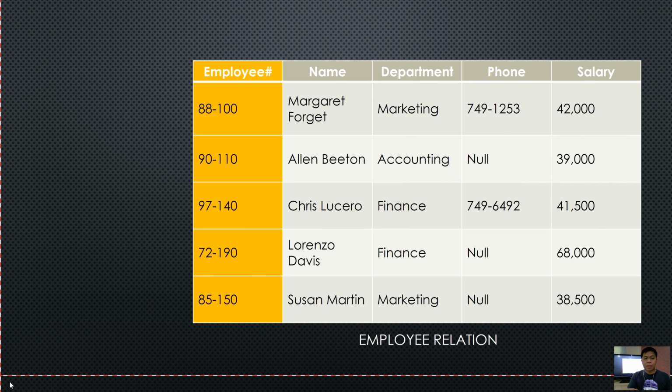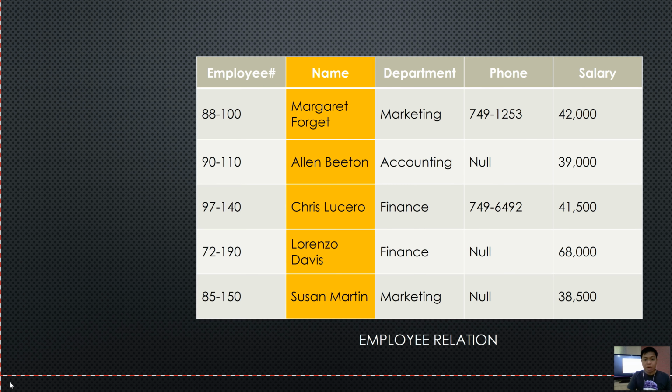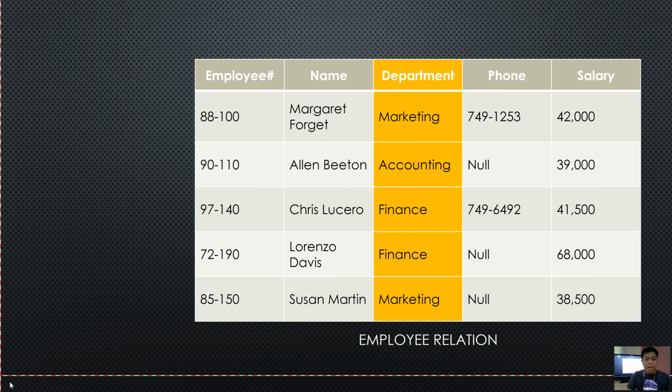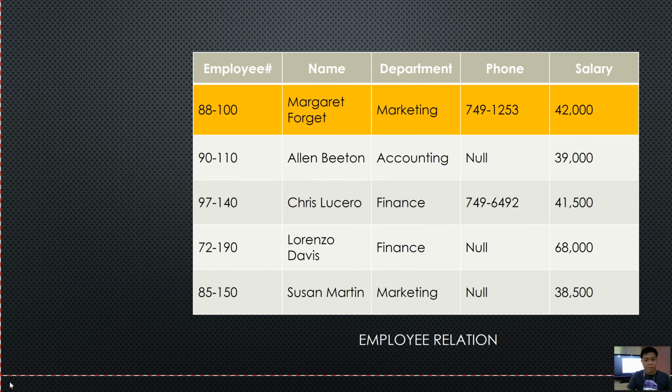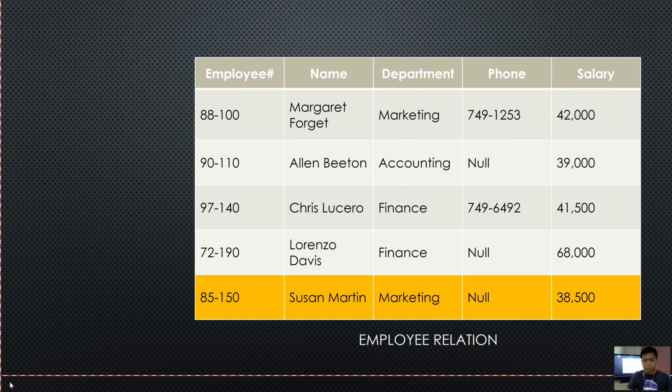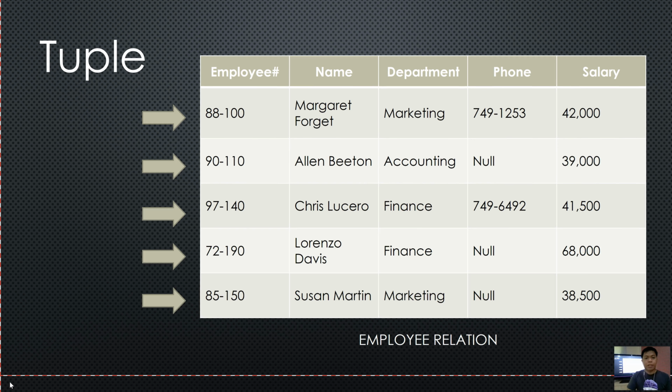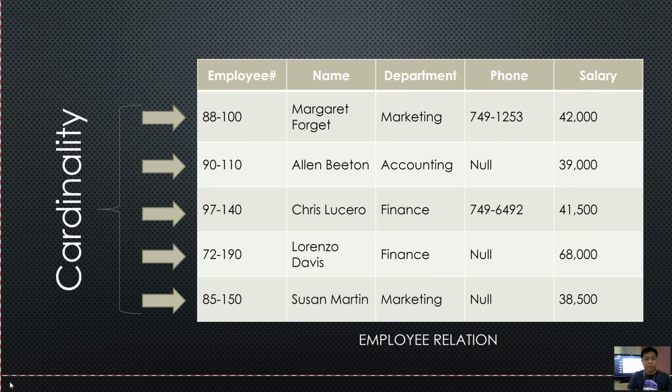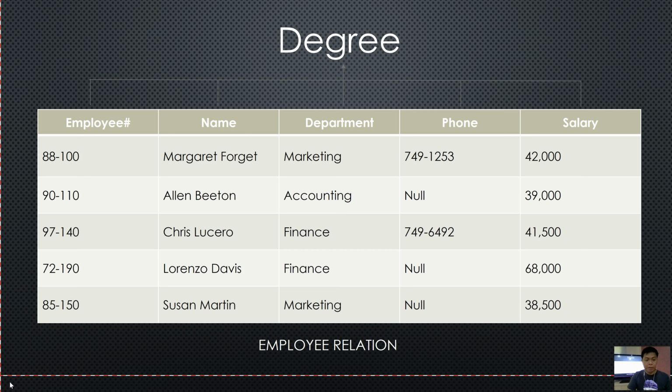So let's first define what is a relation. The most important construct in a relational data model is the relation. It is the named two-dimensional table of data. Each relation consists of a set of named columns, these are highlighted in yellow, and an arbitrary number of unnamed rows. Each row in a relation is called a tuple, and the number of tuples is called the cardinality. The number of attributes in the relational table is called the degree.